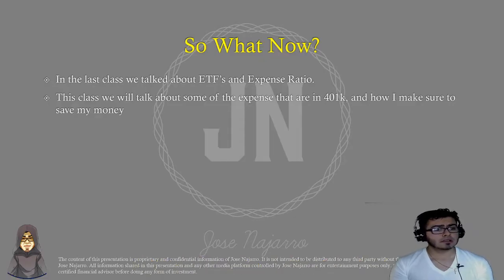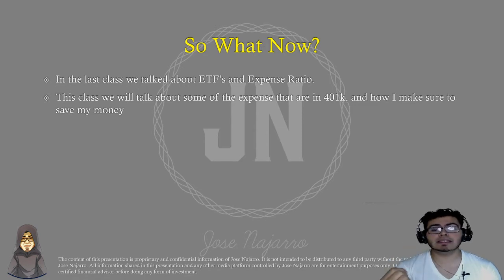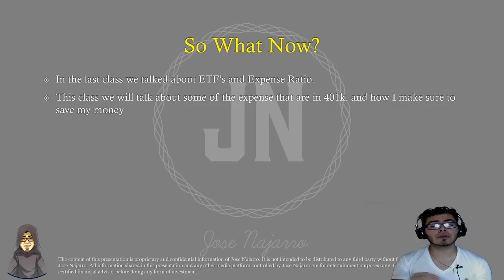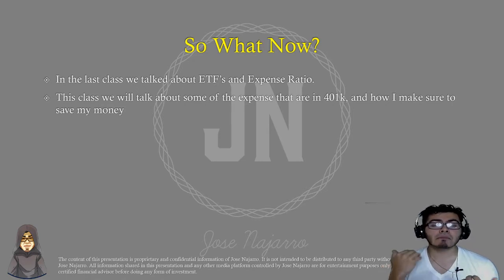In the last episode, if you watched it, we talked about ETFs and expense ratios. I also mentioned that the expense ratio is something you see in your 401ks, and it actually takes money away from you depending on what kind of expense ratios you have. So in this episode, we'll talk more about the expense ratios in 401ks and how I make sure to save my money by not paying a high amount of expense ratios.